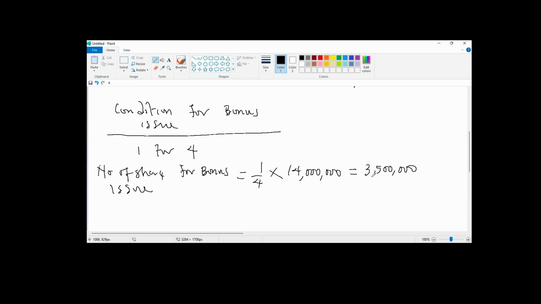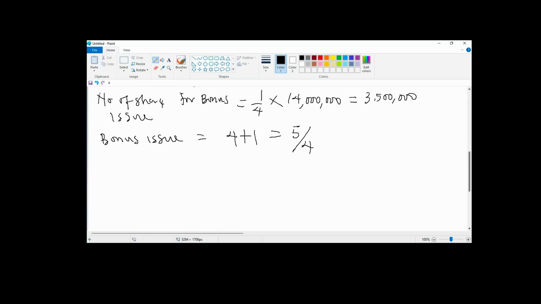Now, the bonus issue, how do we calculate it? Don't forget the condition, 1 for 4. I have 4. You gave me 1. Make it how many? 5. Divided by what I had before, 4. 5 over 4 is your bonus. Let me do several examples so that you can get it.